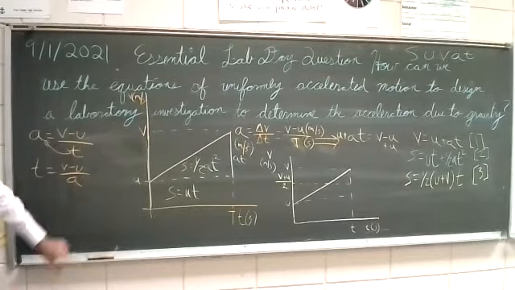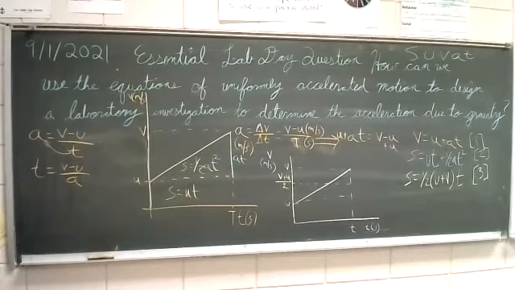Algebra switcheroo. Those can just change spots. Well, I'm multiplying both sides by t and dividing both sides by a, right? They do teach you that in algebra. So that's what t is. It's v minus u over a. Okay? That's what t is.